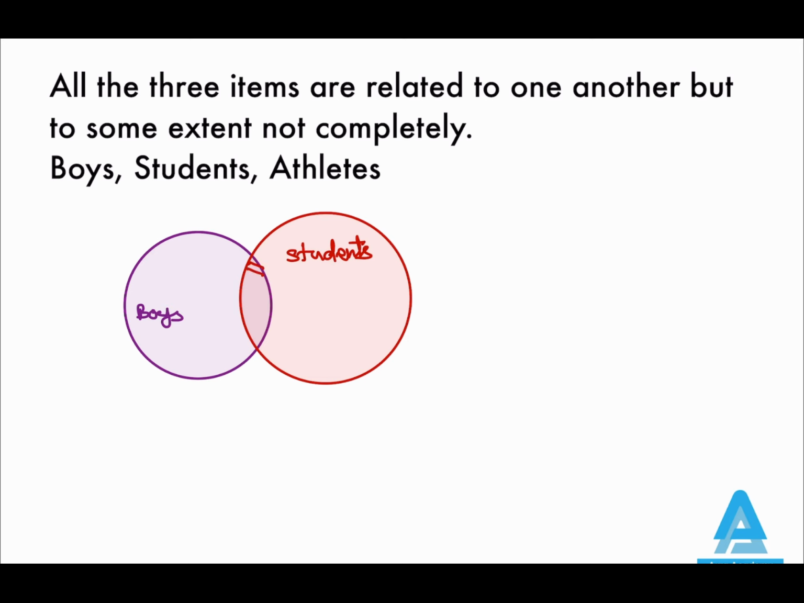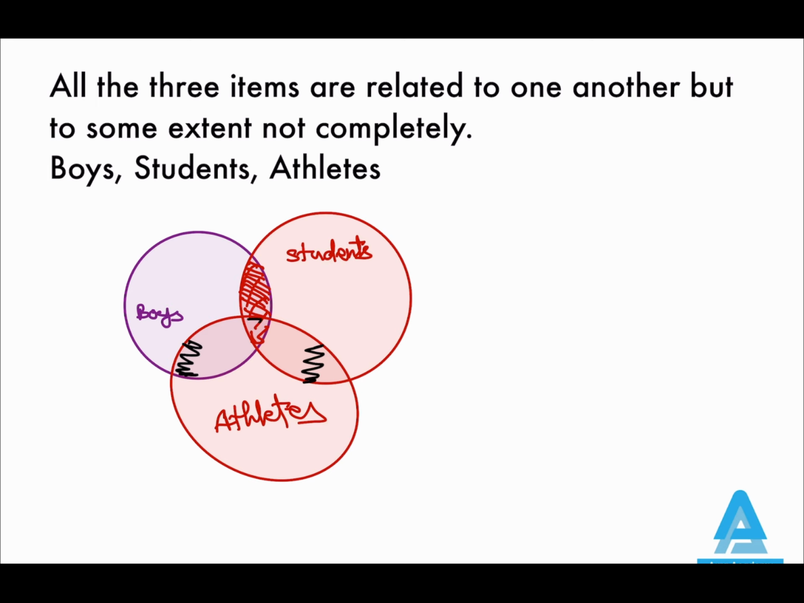So students who are boys are represented by this, right? Remaining are not boys. Now athletes, you can say that some students are athletes, right? And these are athletes. Okay, so you can say that some boys are athletes, some students are also athletes, and boys students who are athletes belong to this group here, right? Boys students and athletes.